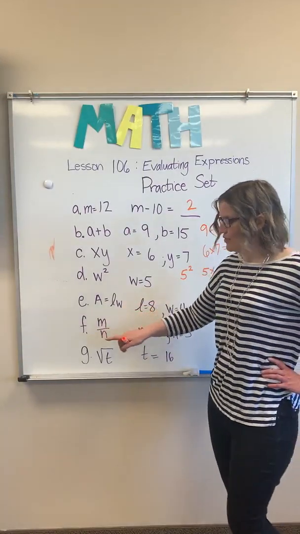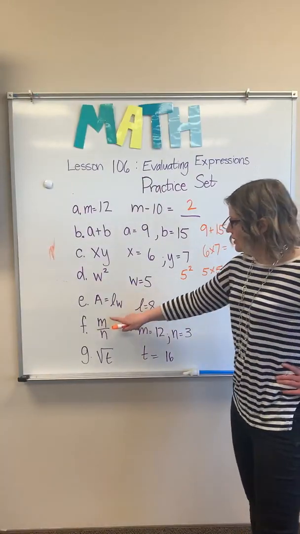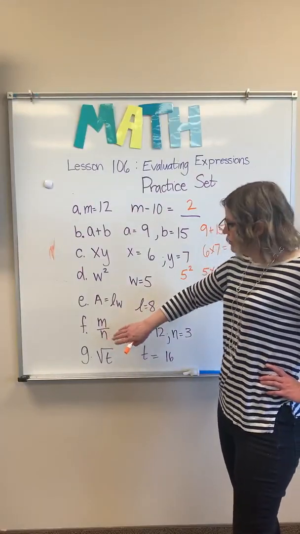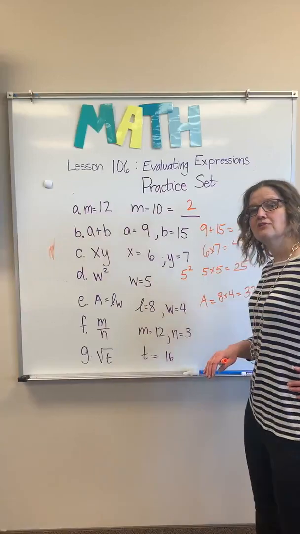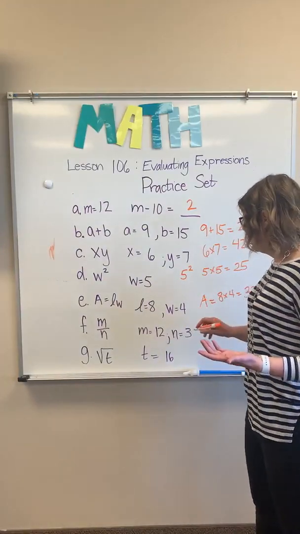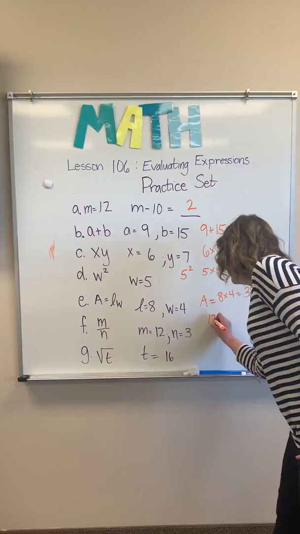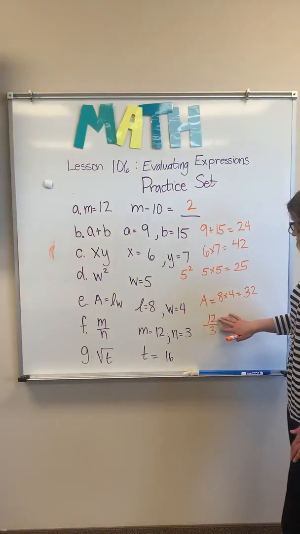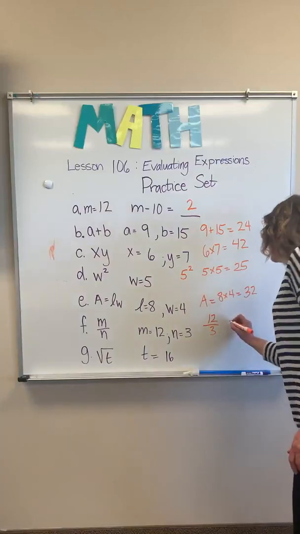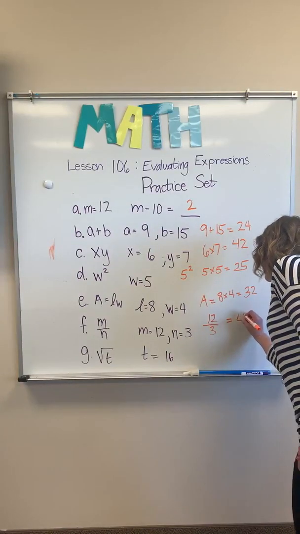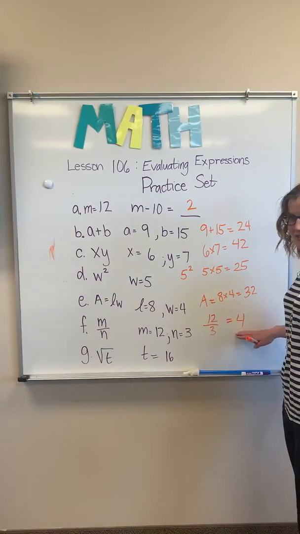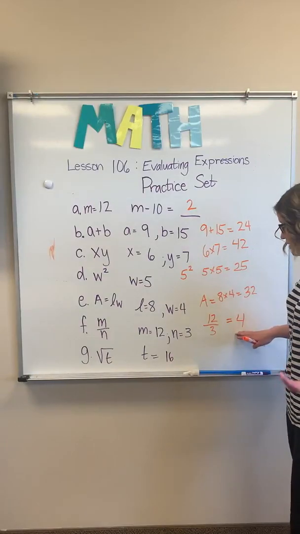F. Now they're getting more challenging. m over n. And we can view this as a fraction. We can also view this as a way to express division. So if we have 12 over 3, if we view this as a division problem, we know that 12 divided by 3 equals 4. Or 12 broken up into groups of 3 is 4 parts.